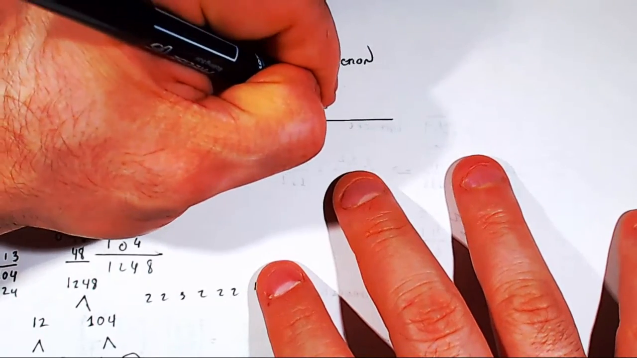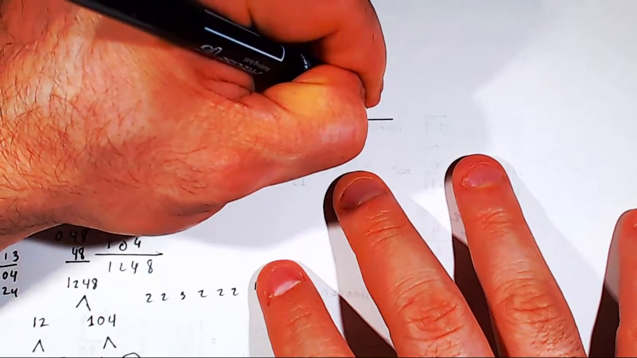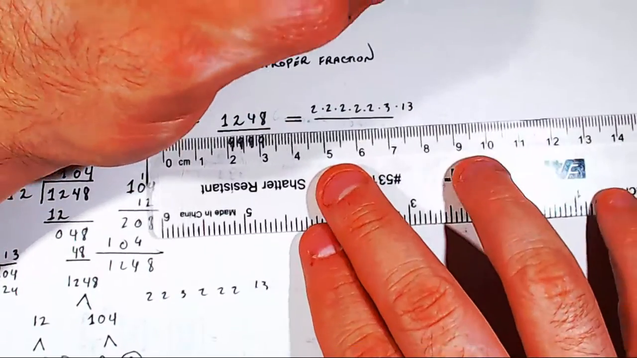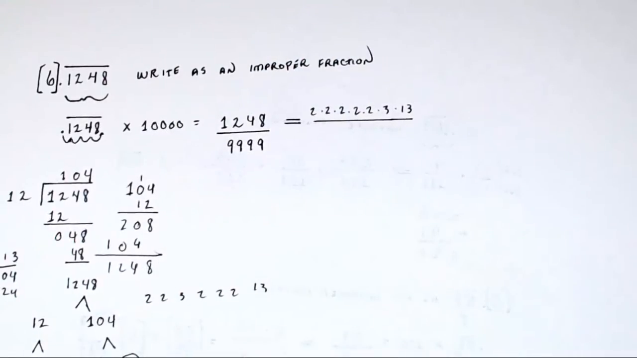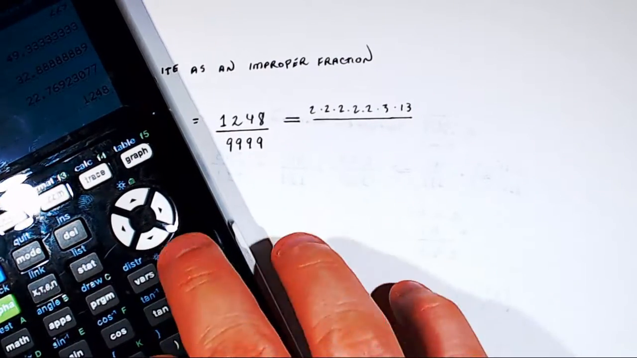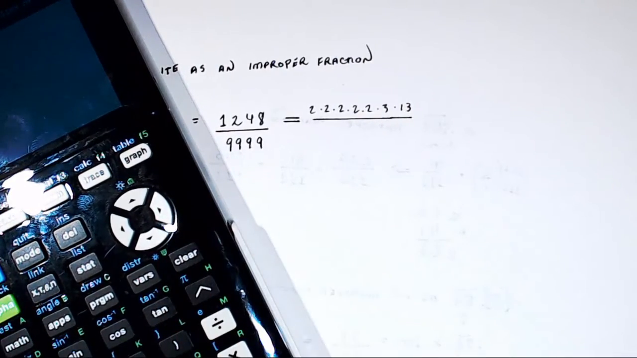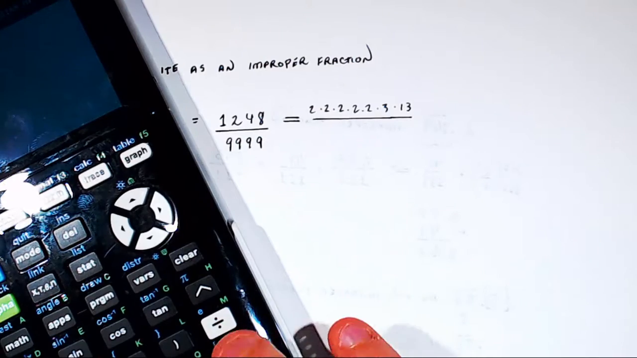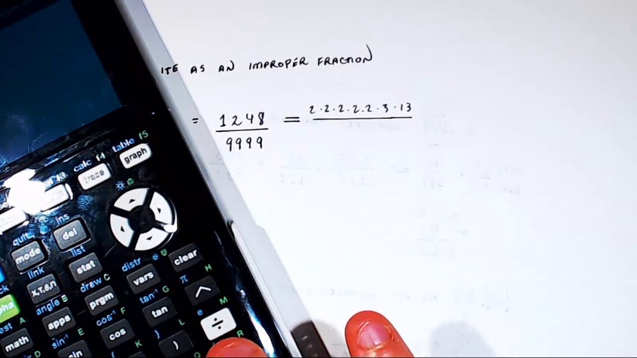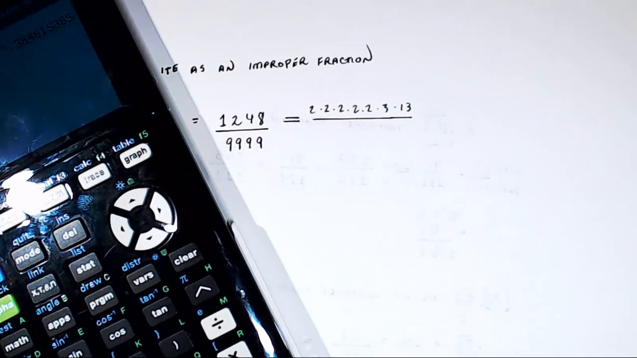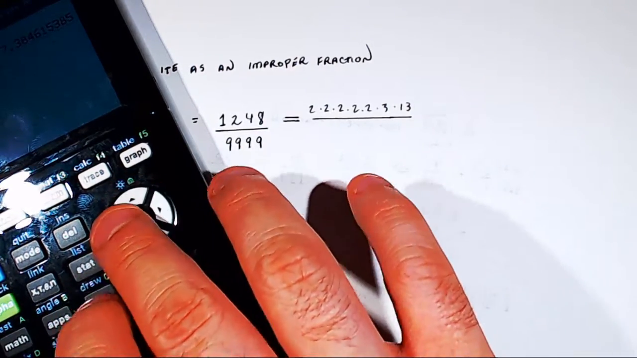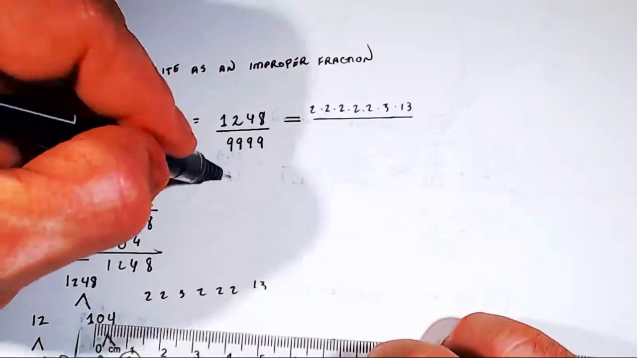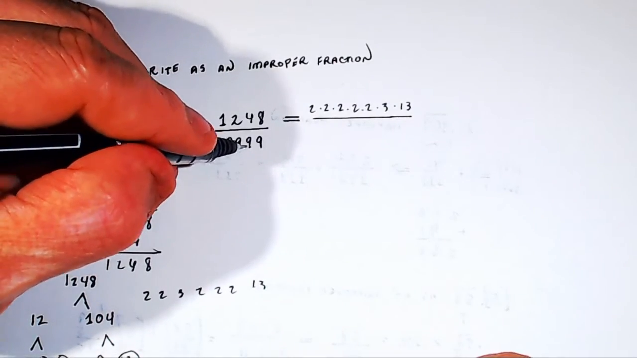Okay, so here's 2 times 2 times 2 times 2 times 2, 5 2's, then a 3, and then a 13. Let's make sure that that actually equals 1,248. 2 times 2 times 2 times 2 times 2 times 3 times 13. 1,248. Okay. Now I want to factor 9,999.